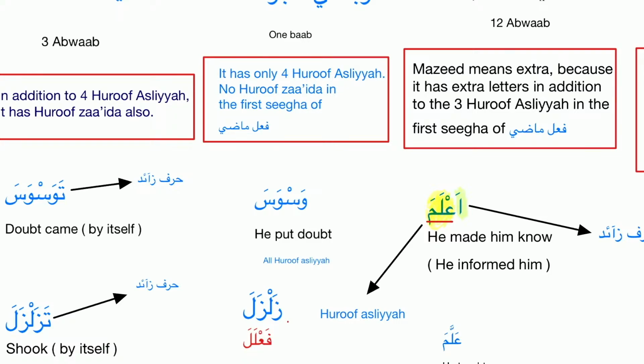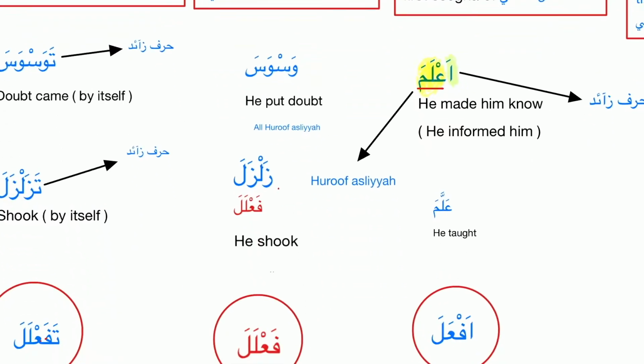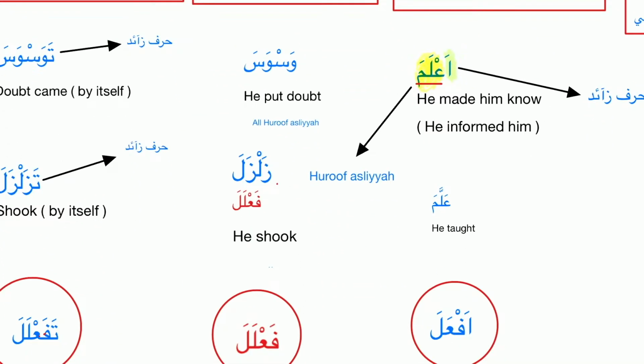There is no extra letter. Waswasa is like fa'lala, so there is no extra letter in it. Waswasa means he put doubt. Waswasa shaytanu fi qalbihi. He put doubt. Or another word is, for example, zalzala. All are huruf asliya, no added one. So this is rubai mujarrad.